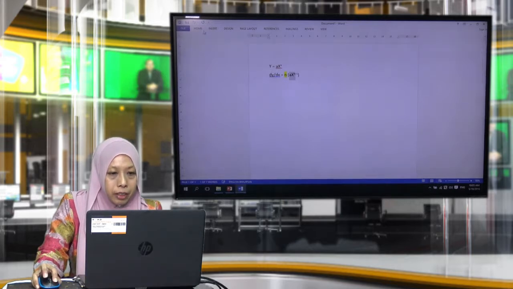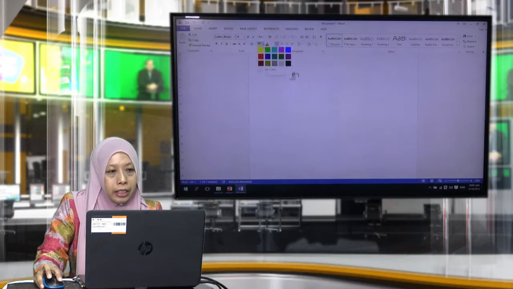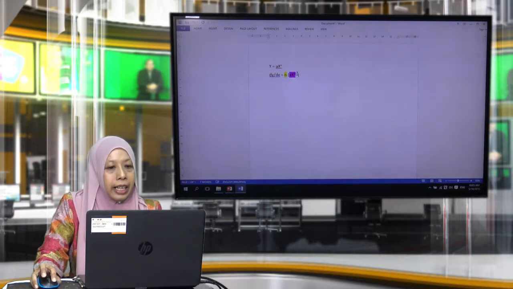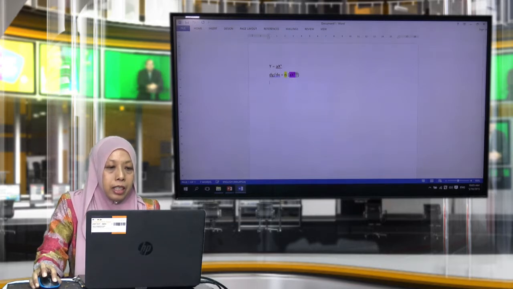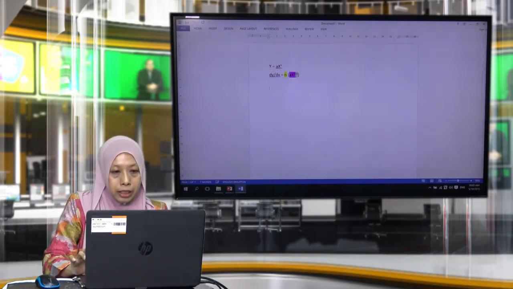Second step, you need to write down your original function, which is ax to the power of n. And the third step, you need to reduce your exponent by 1 unit. Okay, so let's try one example here.